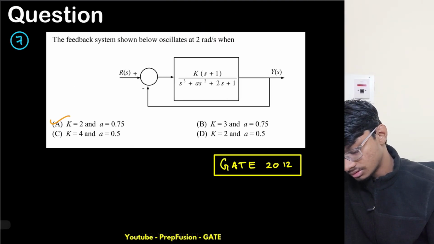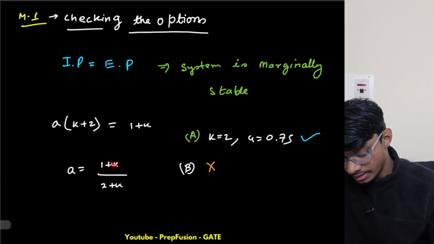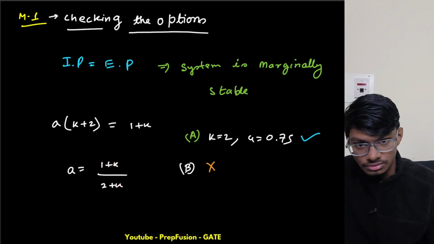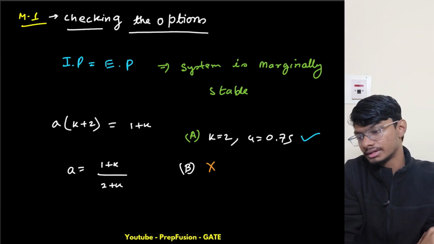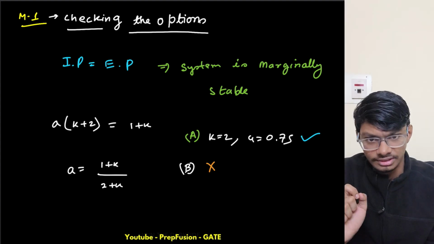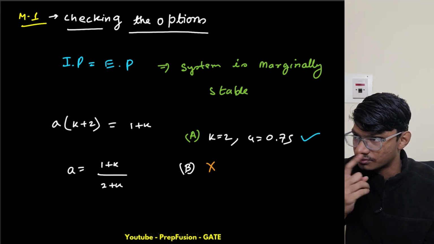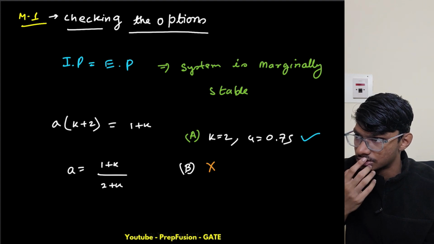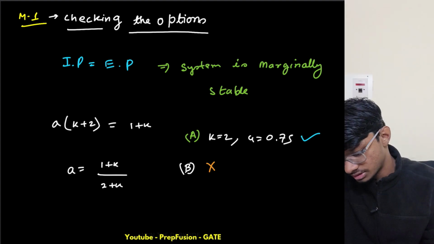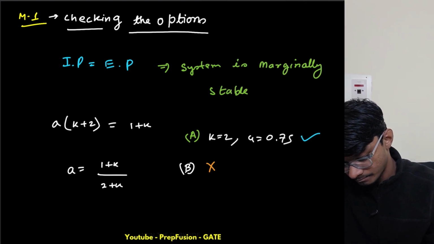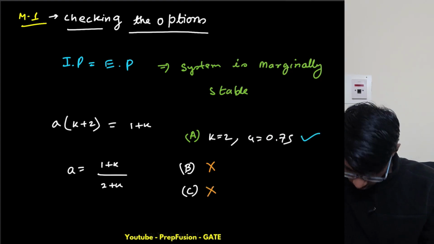So now this is gone, and I put k equals 4, I should get 0.5. Let's see, if I put k equals 4, what do I get? 4 plus 1 is 5, 4 plus 2 is 6. So 5 by 6 is not 0.5, right? It is something like 0.833. 5 by 6, 0.166 into 5, yeah, 0.83 something. So it is not true. So C is also not correct.